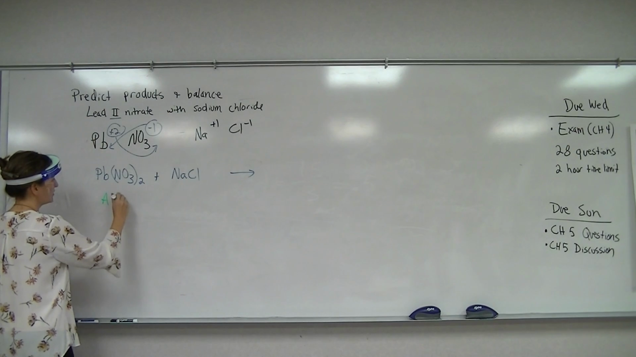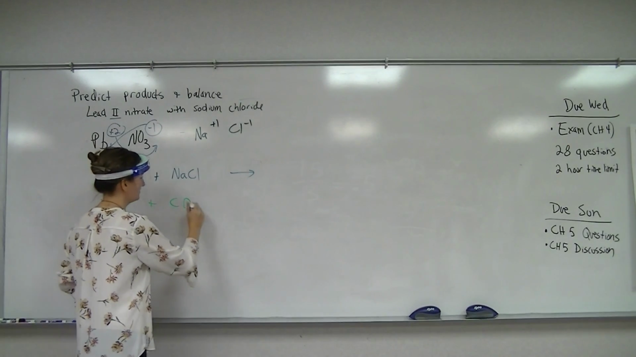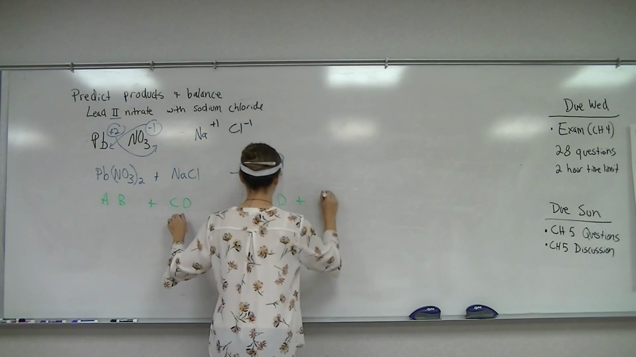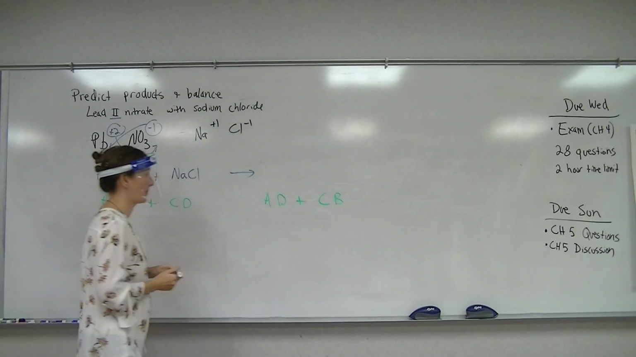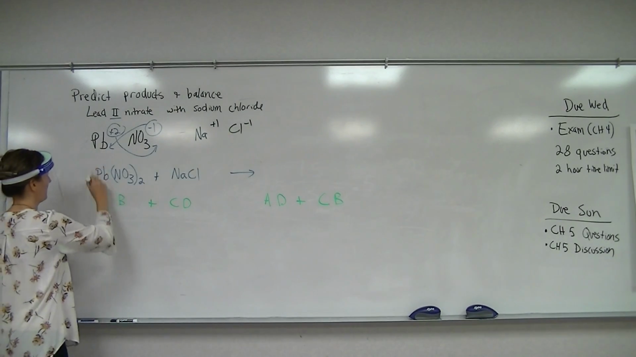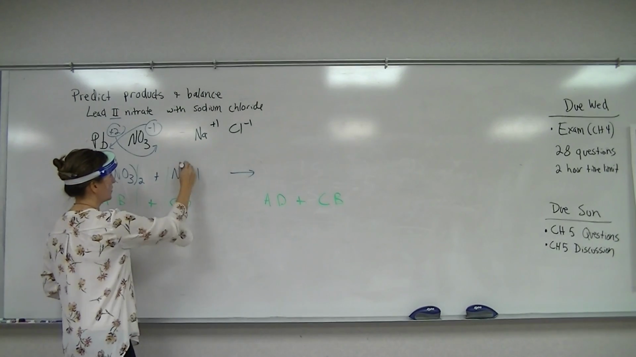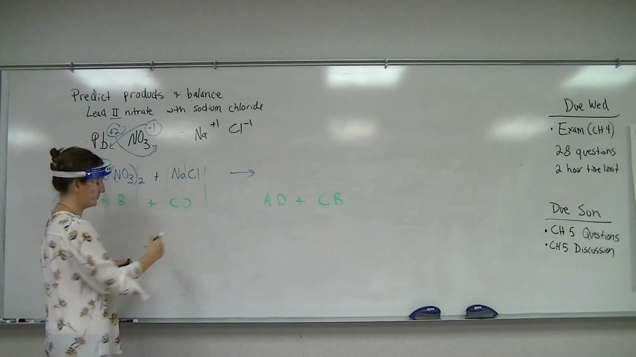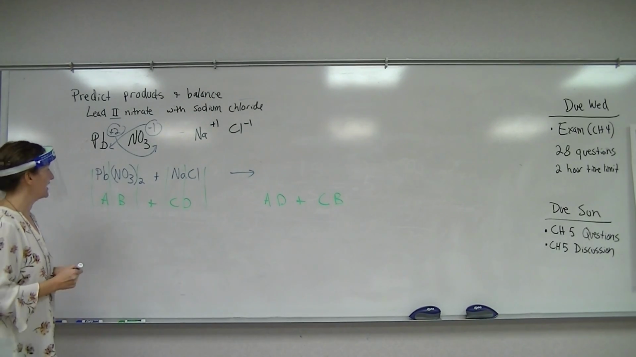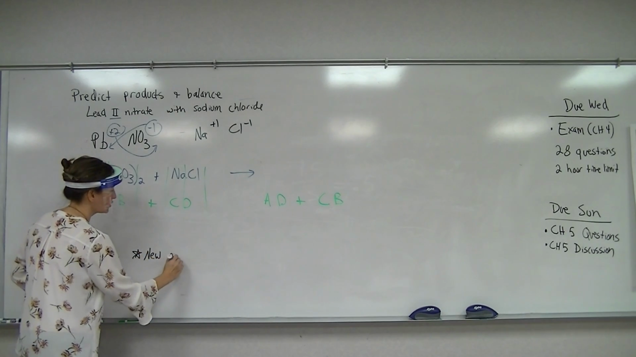So the general scheme that we see with this is we get AB plus CD is equal to AD plus CB. A being the lead, NO3 being B, sodium being C, and then chlorine being D. Now remember, when we switch partners, the key is new partners, new subscripts.